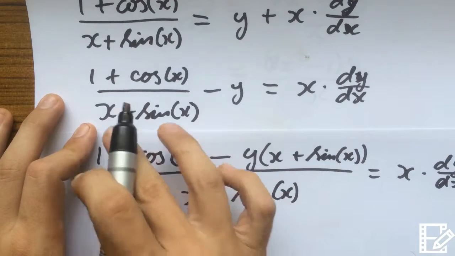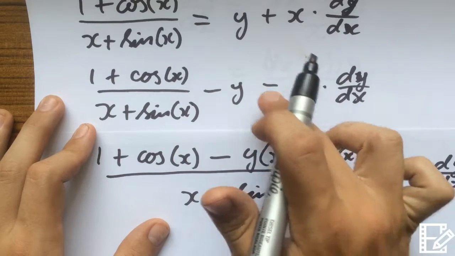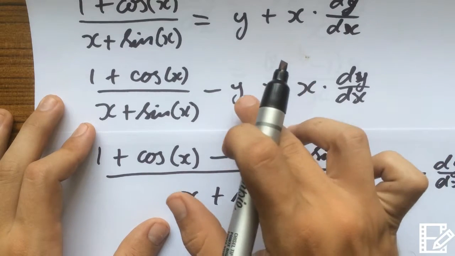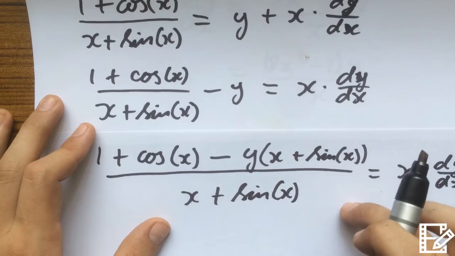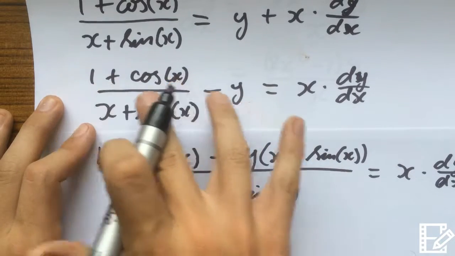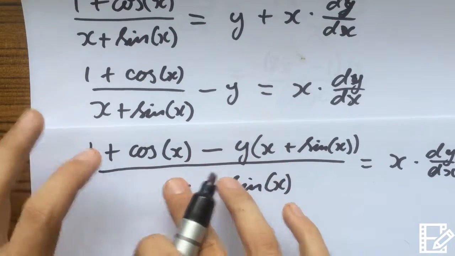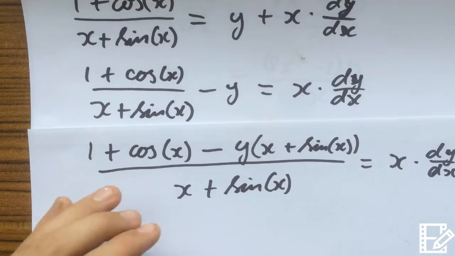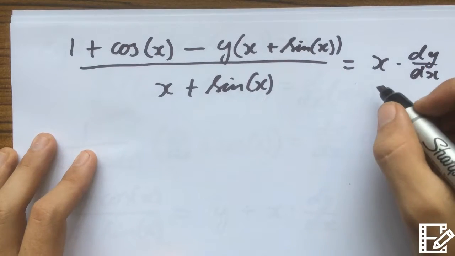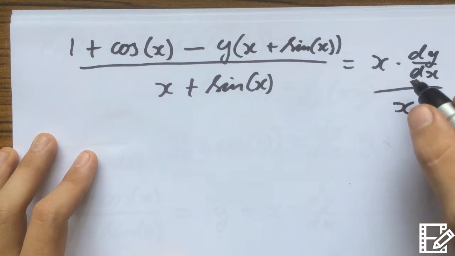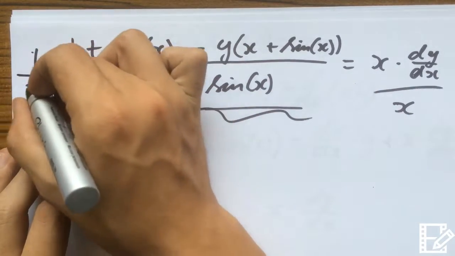For y to have the same base, I have to not only have it on the bottom, but I have to have it on the top as well. So I have to multiply y by x plus sine x over x plus sine x. That way I can give this and this the same base. And I know it seems like I'm complicating it, I'm making the situation worse, but I did that because if I'm going to divide both sides by x, it'd be more like multiply by 1 over x.